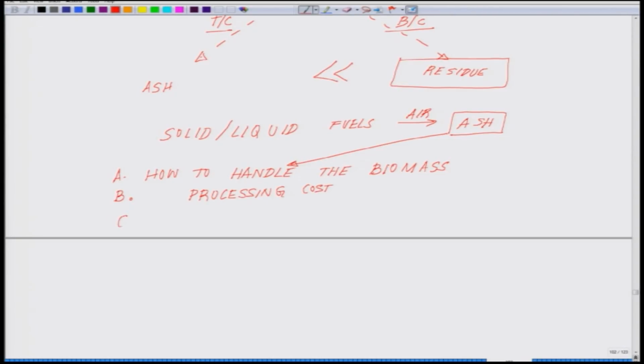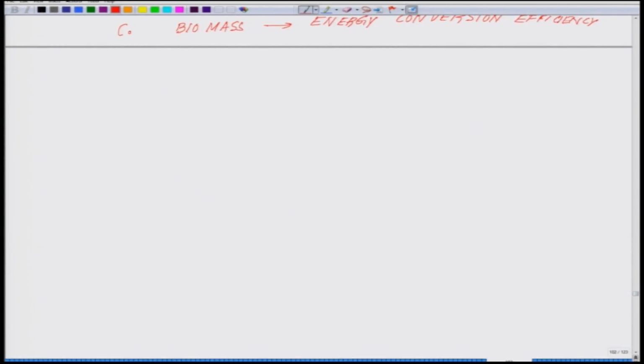And the third important parameter is biomass to energy conversion efficiency. Okay. These are the three important things: efficiency, which will be dictated by the ash content. Now, for a biochemical conversion process, the solid residue represents a non-biodegradable carbon present in the biomass.